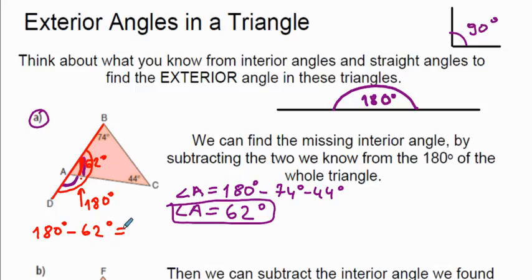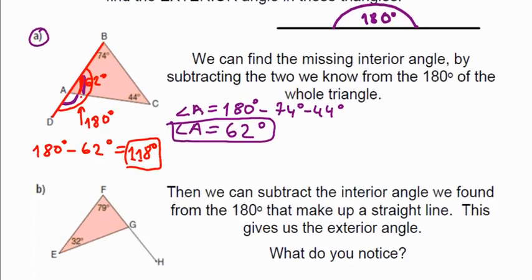And that turns out to be 180. So what that means is that this outside angle is 180. And that's it. We found our external angle. So that's one example. Now there's another.